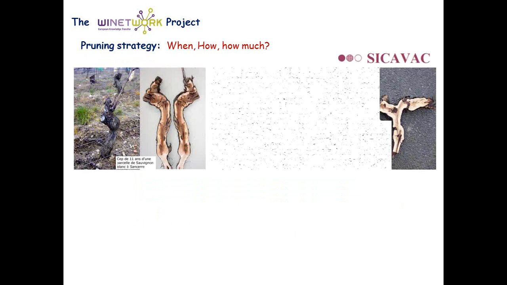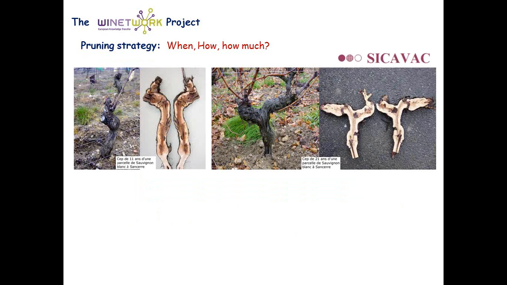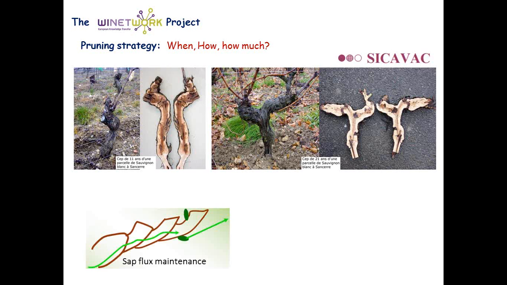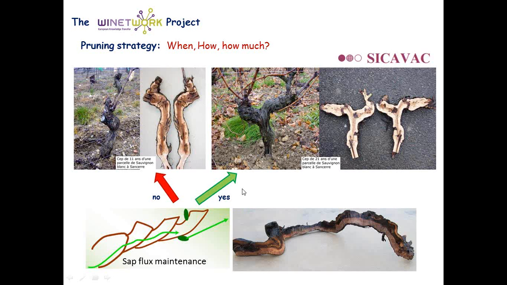Another topic that we are going to analyze is the alternative pruning method based on the subflux maintenance. Here you can see the wood of two different vines, the one on the left showing a lot of altered and discolored wood, while the second one looks healthier. Why this difference? They were pruned differently, and if one doesn't respect the subflux, the result will be the first situation, with a lot of discolored and altered wood. If you respect the subflux, you obtain more healthy wood inside. And this picture can explain it well.